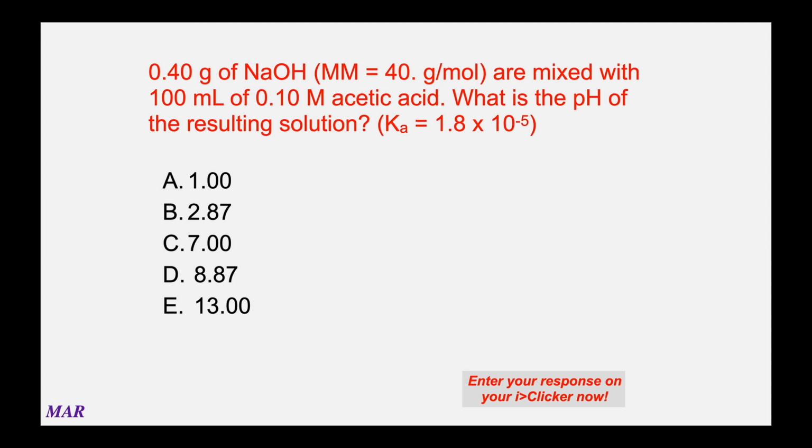I recommend that you try this problem on your own. Pause the video, work on it a little bit, and when you're ready to talk about it, you can unpause the video. We'll see what's up. Pause the video now.